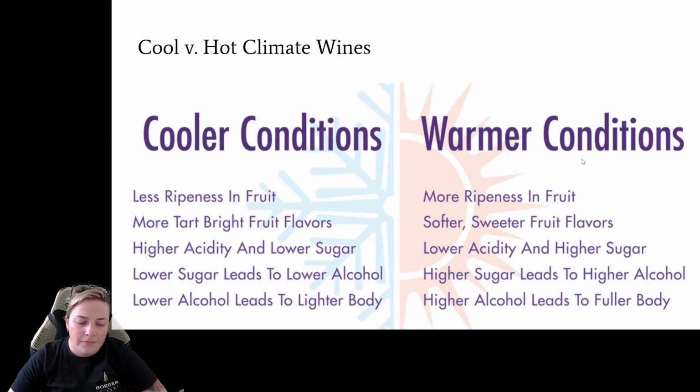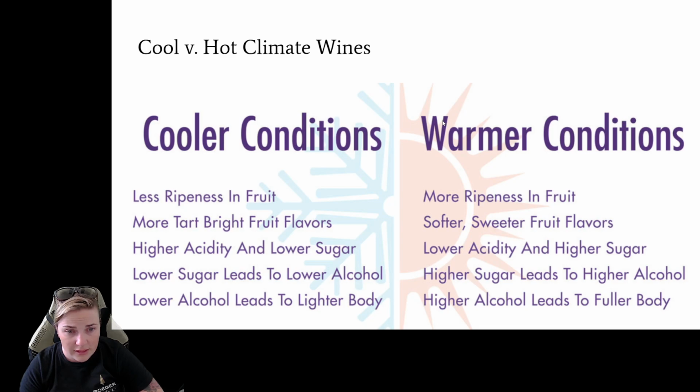Cool. Okay. Put a star on the slide. This is always a great slide for quiz questions. I really like the comparison here. So we have cool versus hot climate wines. For a cooler climate wine, there'll be less ripeness in the fruit, which brings more tart, bright fruit flavors, higher acidity and low sugar. So less ripeness, low sugar, high acid. Low sugar means low alcohol, and low alcohol means lighter body, generally speaking, right?